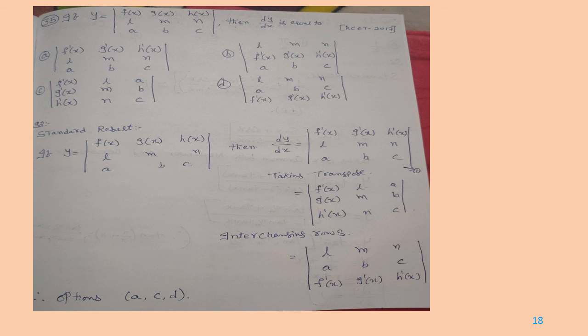If you take the transpose of a determinant, the value of the determinant will be the same. Now similarly, if I interchange the rows, it will become L, M, N; A, B, C; f dash x, g dash x, h dash x. So here the options A, C and D are the same.